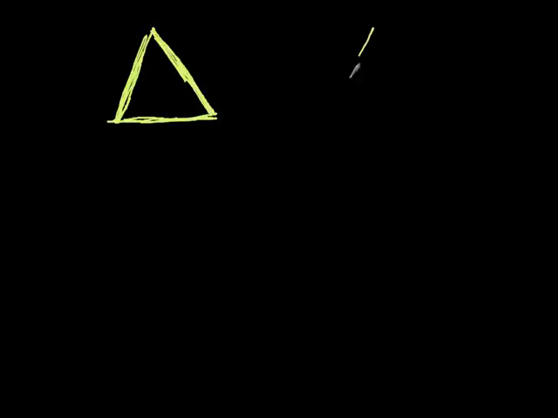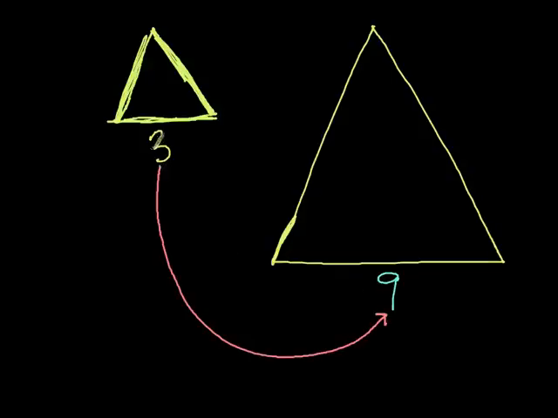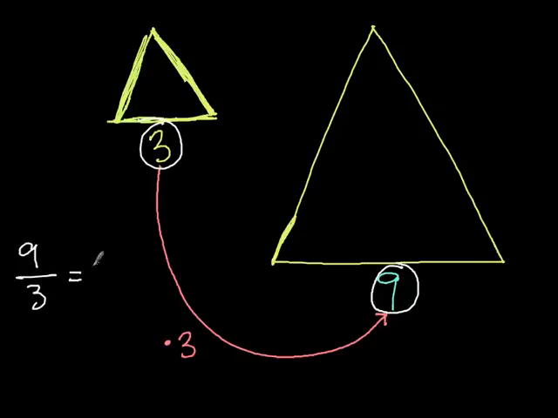So we have a triangle here. We have a triangle here. Let's say this side is 3, and let's say this side is 9. If you didn't watch the last video, you know that you have to multiply this by something. 3 times something equals 9. We know that 3 times 3 is 9, so we know the scale factor is 3, because if we divide this number by this number, 9 divided by 3, it equals 3.